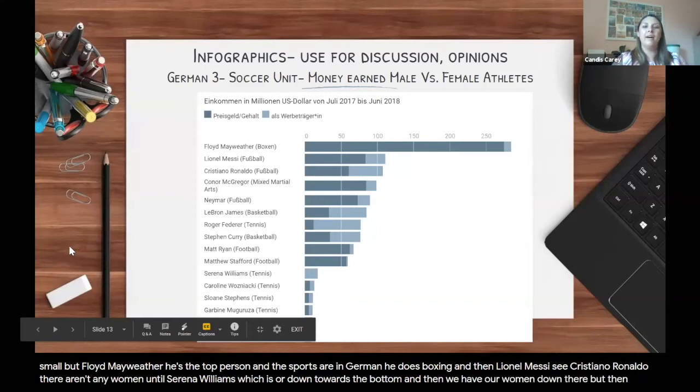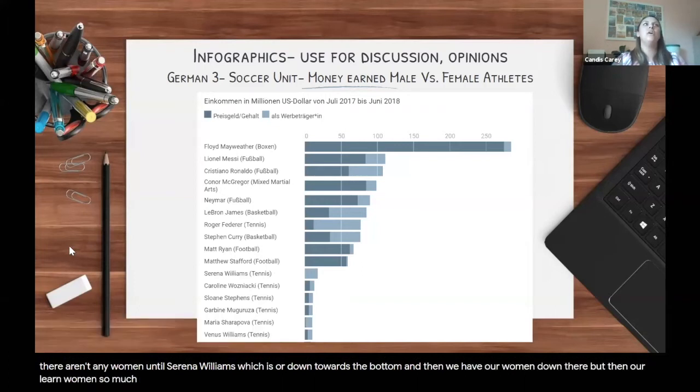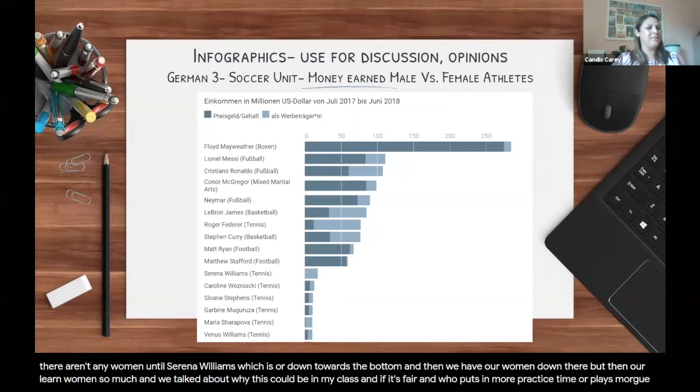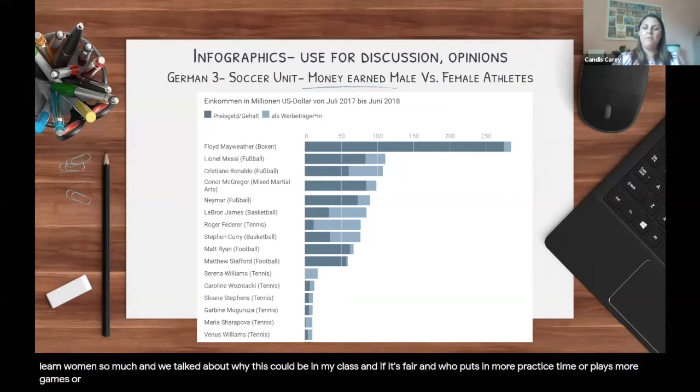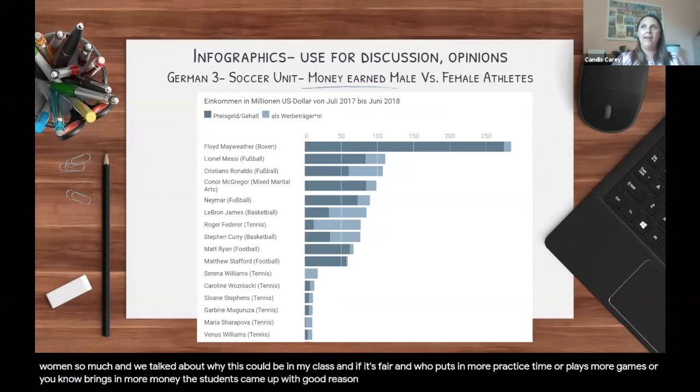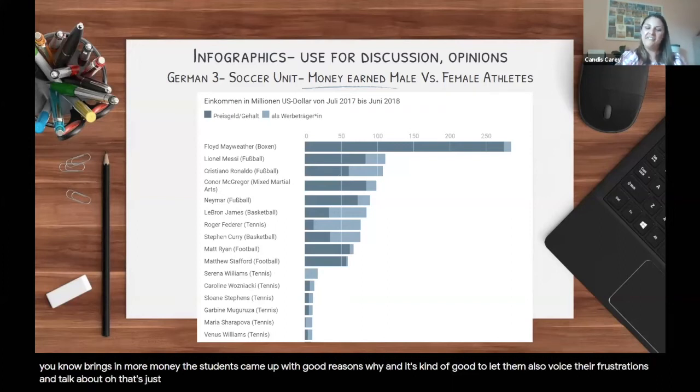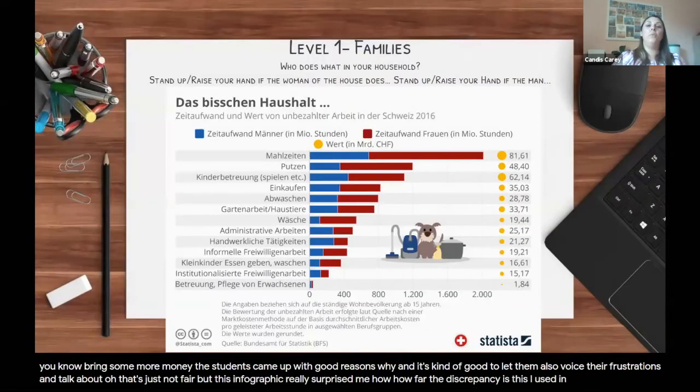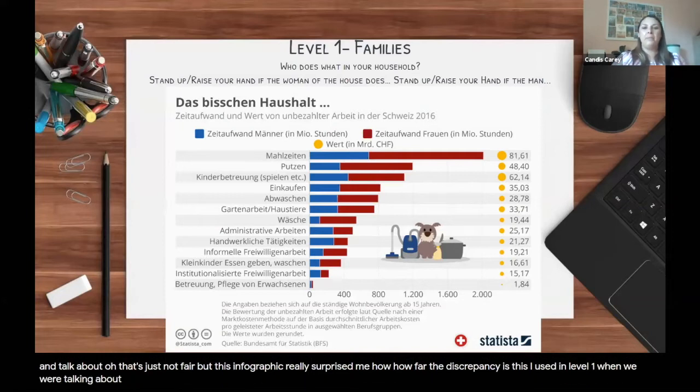But men out-earn women so much, and we talked about why this could be in my class, and if it's fair, and who puts in more practice time or plays more games, or brings in more money. The students came up with good reasons why. And it's kind of good to let them also voice their frustrations and talk about, oh, that's just not fair. But this infographic really surprised me, how far the discrepancy is.